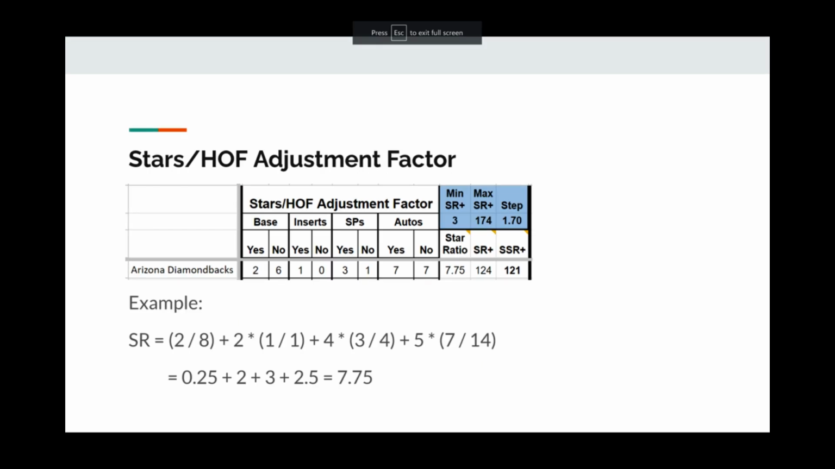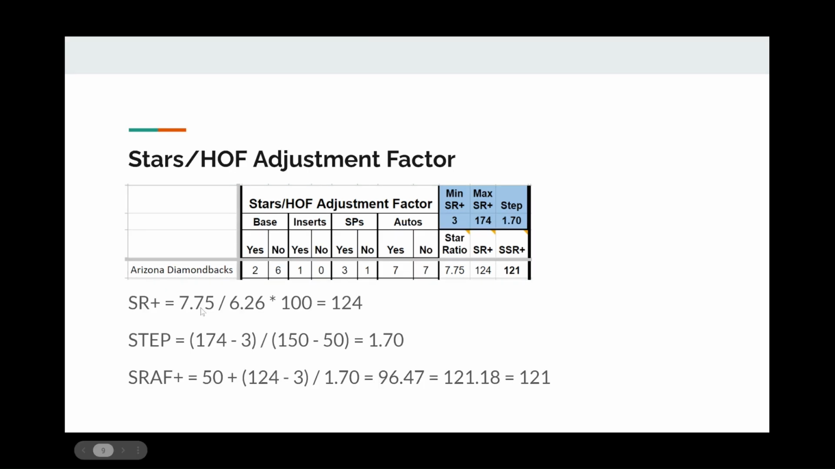Going through the example for the Diamondbacks again, you've got the base here. To get the base value for SR, it's 2 divided by 8, plus 2 times 1 divided by 1, plus 3 divided by 4 multiplied by 4, plus 7 divided by 14 multiplied by 5. And you eventually get this 7.75 value.